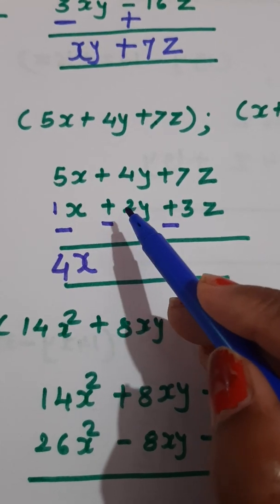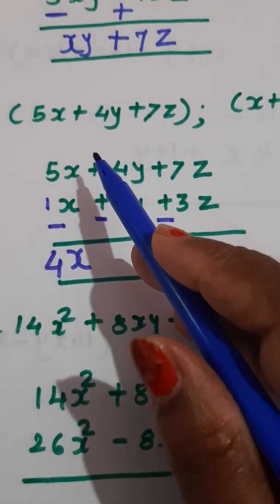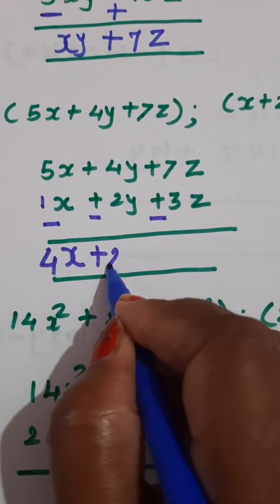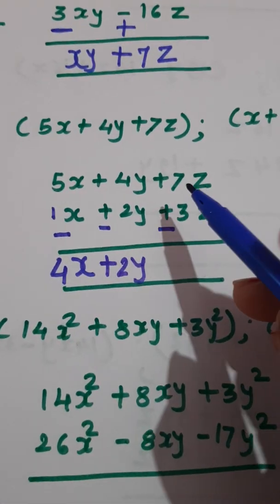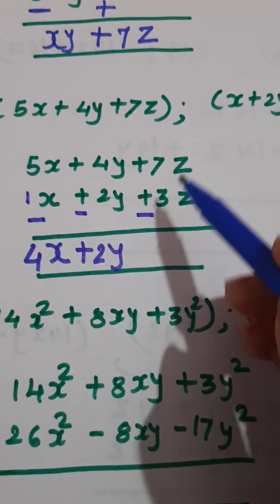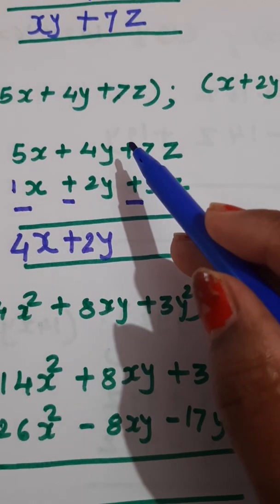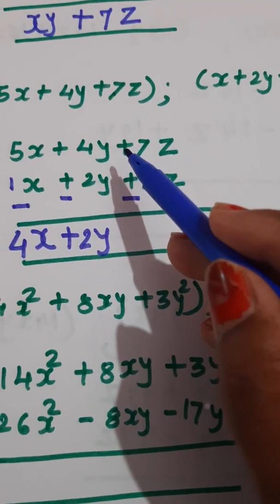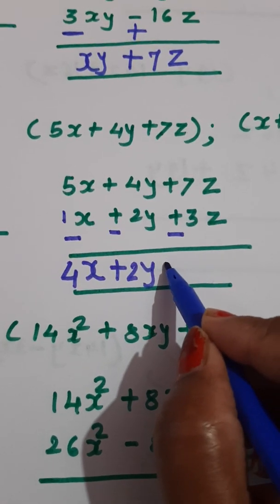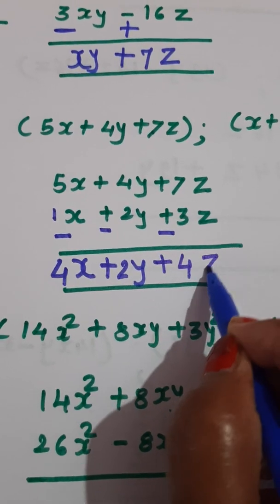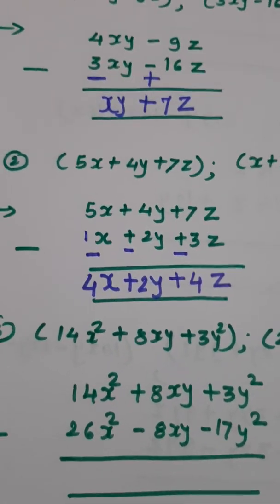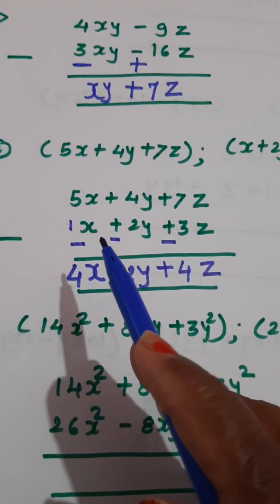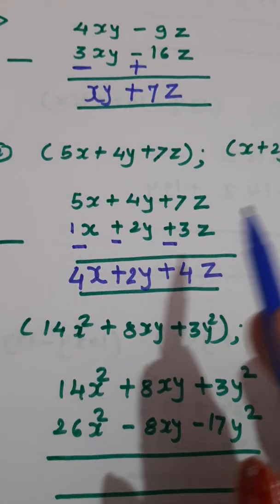4y minus 2y. 4 minus 2, 2. Big number is positive. So plus 2y. Here positive 7z, negative 3z. One is positive, one is negative. Subtract and give sign of big number. That is positive here. 7 minus 3, 4z. This much simple. Understood? The second step is very important. Change signs of the second algebraic expression, all terms.